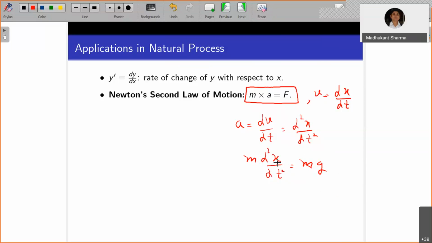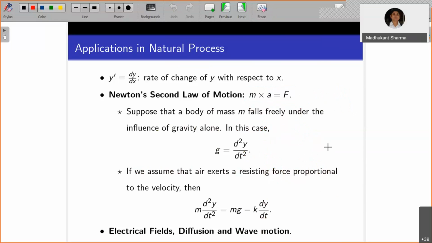Okay, so what will happen in that case? What do you mean by it? If we assume that air exerts a resisting force proportional to the velocity, let's consider this case. So here, y you can replace by x, based on our earlier notation.